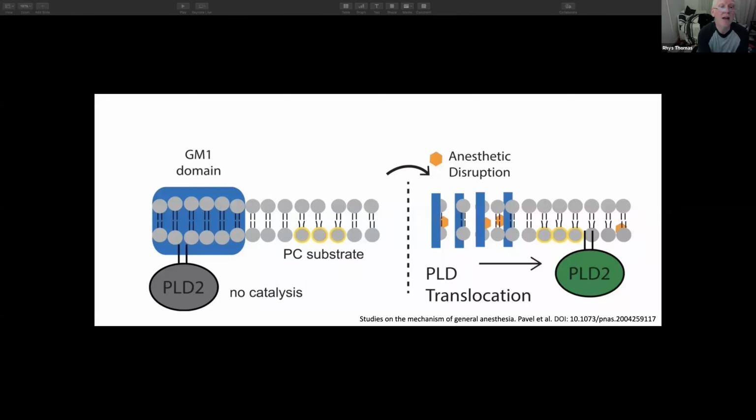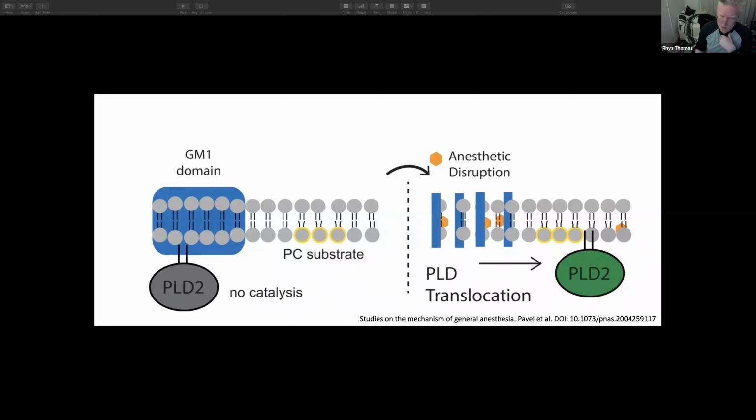And it kind of hangs out on these lipid rafts in this normal state. But its substrate, which is a phospholipid called phosphatidylcholine, is not part of the lipid raft. So it's away in the sea of phospholipids, and it can't catalyze or break that phospholipid down. But then the general anesthetic comes along, disrupts that raft, and as a result, this protein, phospholipase D2, translocates into the sea of phospholipids and can now act on its substrate, the phosphatidylcholine.